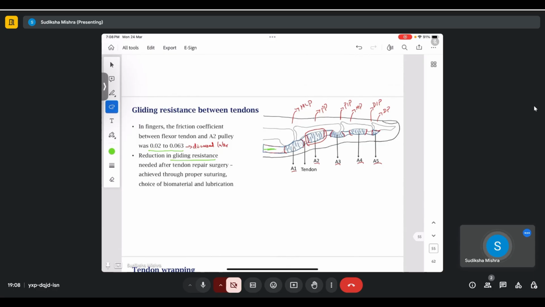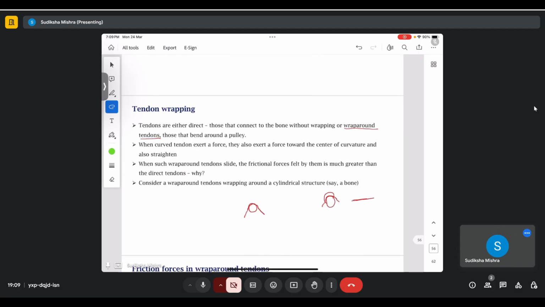In case of an injury, there is an increase in the gliding resistance. And to reduce the gliding resistance after the repair surgery, there needs to be proper suturing, proper biomaterial, and proper lubrication provided. Otherwise, there will be a very high gliding resistance, and that will affect the movement of the tendon.